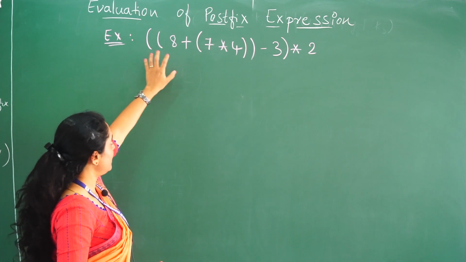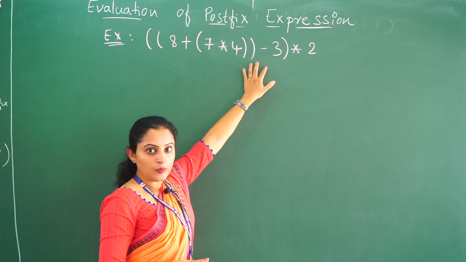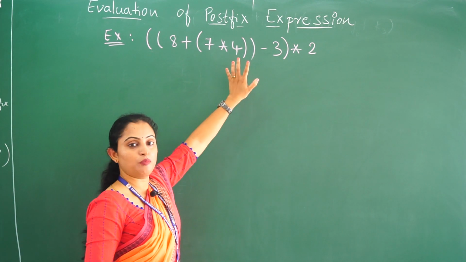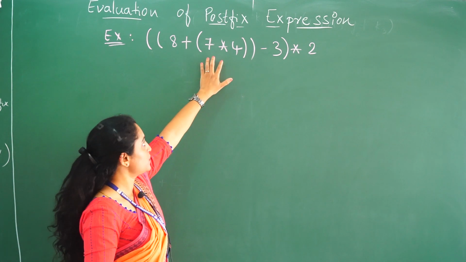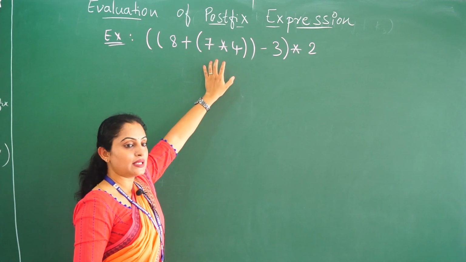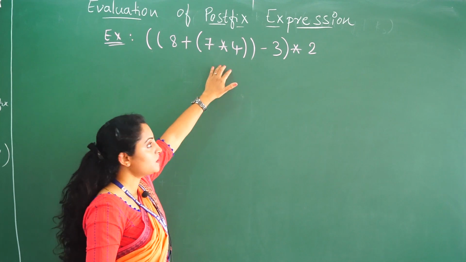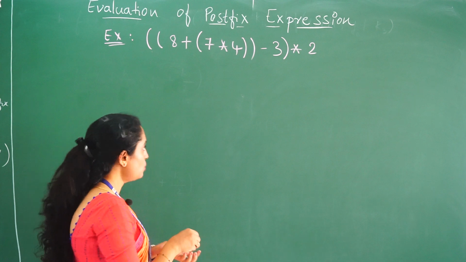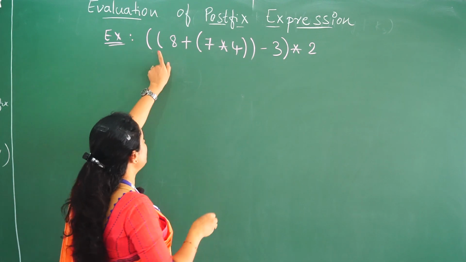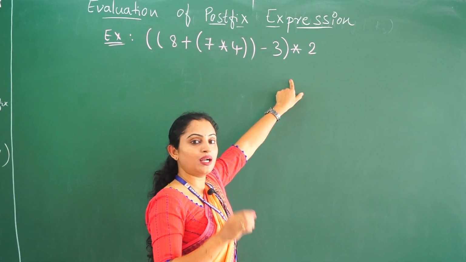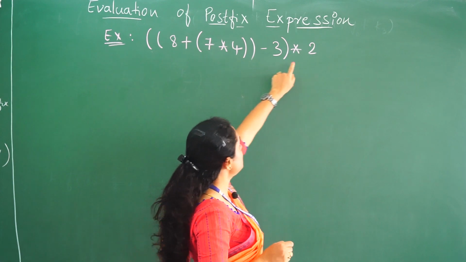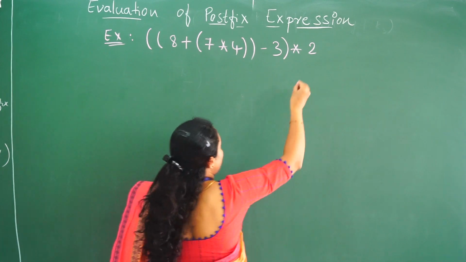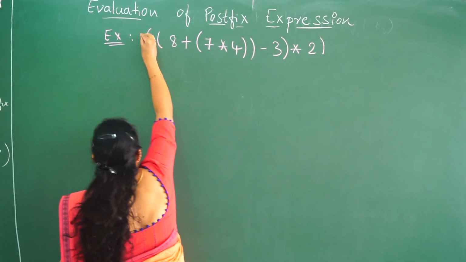I have taken an example here. This example is not in a postfix form. This expression is in infix form. Let's convert this infix expression to postfix and then we have to evaluate. So first let's make the given expression completely parenthesized. We can see here that 8 into 2 is not a parenthesized expression. So let's make it a completely parenthesized expression.